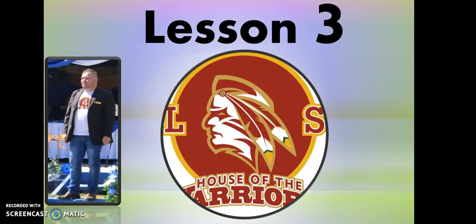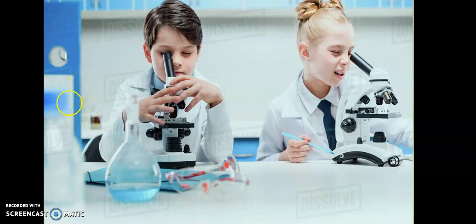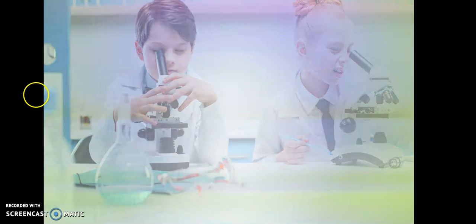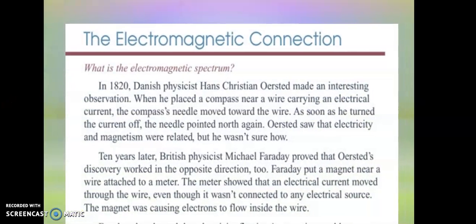So we're going to start with a new topic. The topic is related with electricity, and the name of the topic is the electromagnetic connection. What is the electromagnetic spectrum? This is the question. So we are going to read a short story, some biographies of some scientists that start in the story in the beginning of the electromagnetism. This is the word electromagnetism.